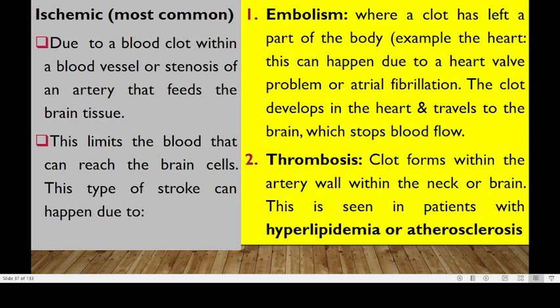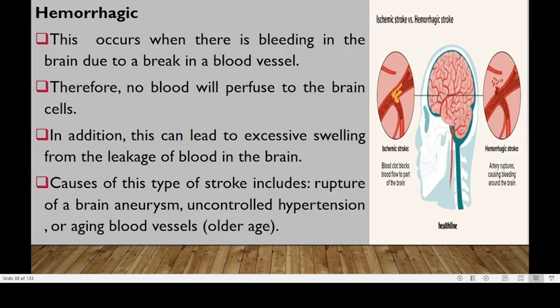All right. So ischemic is the most common one, and this is due to a blood clot within a blood vessel or stenosis of an artery that feeds the brain tissue. So this limits the blood that can reach the brain cells, and this type could be due to either embolism or thrombosis, for that case. On the other hand, hemorrhagic normally occurs when there is bleeding in the brain due to a break in the blood vessels. Therefore, no blood will perfuse to the brain cells.